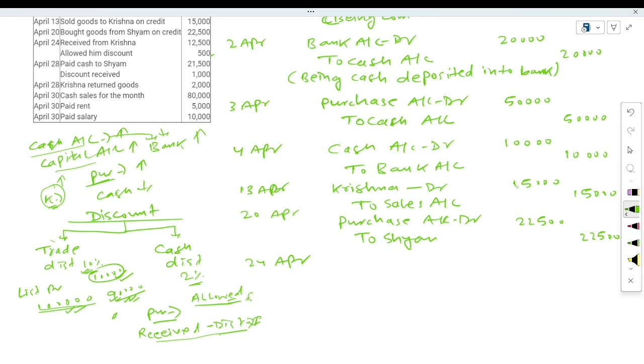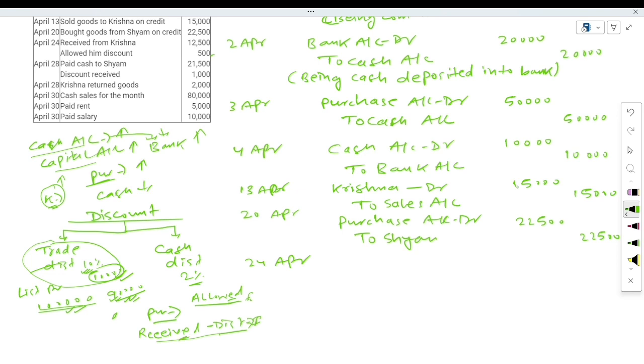But in case of trade discount, if the question is talking about trade discount, then you need not record this amount of discount in your journal book. In case of cash discount, you will have to record. If at the time of purchase you are getting cash discount, you will receive this discount amount, and if at the time of sale you allow the discount, it means you are allowing discount.